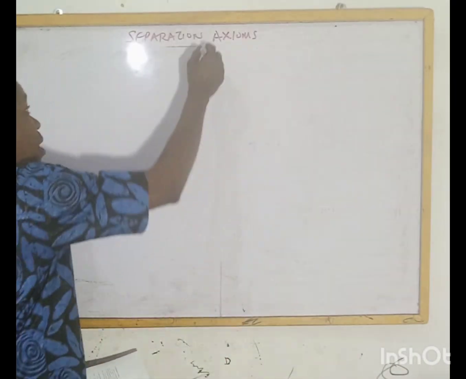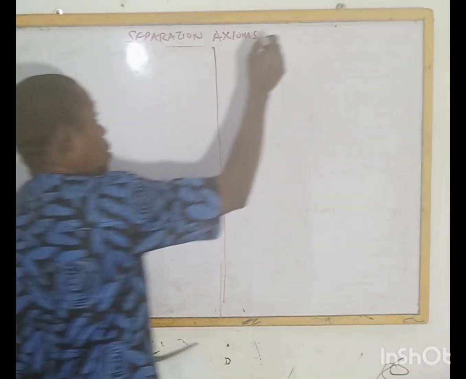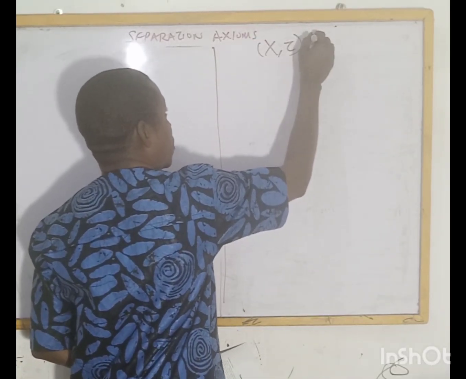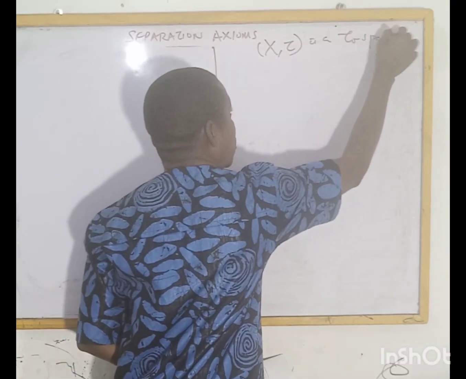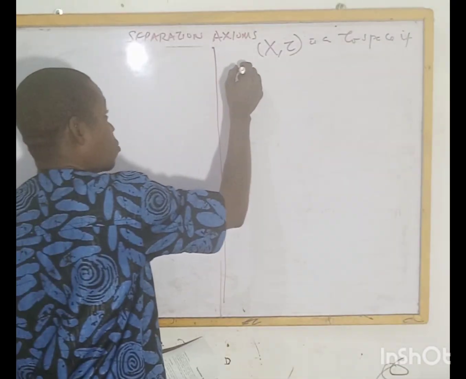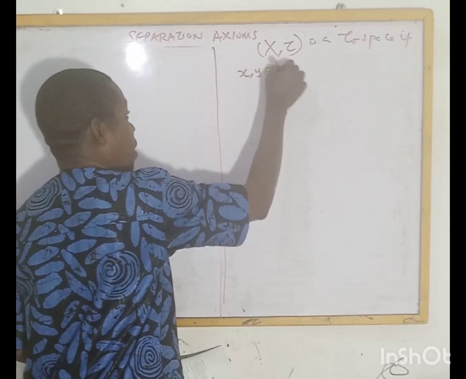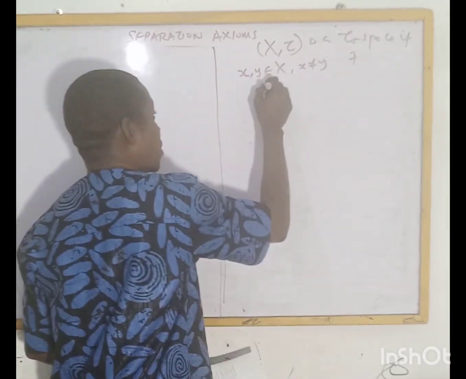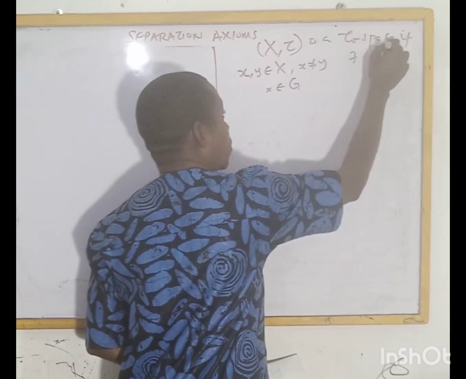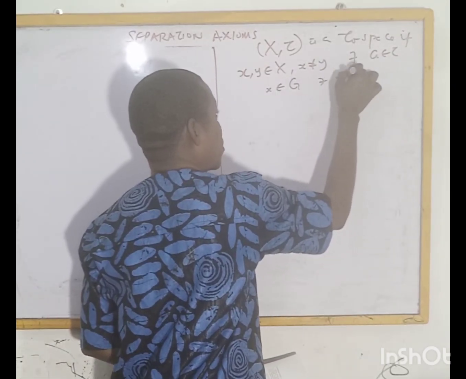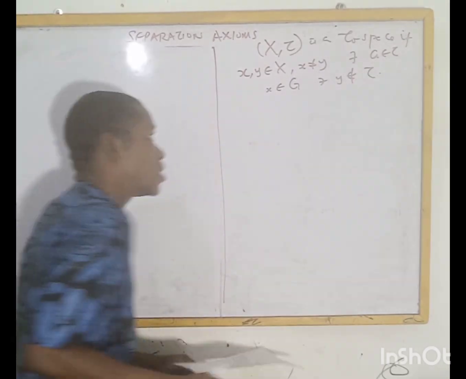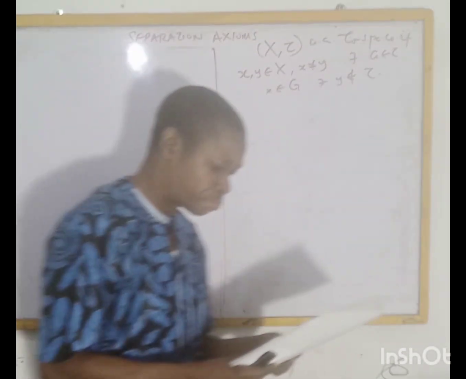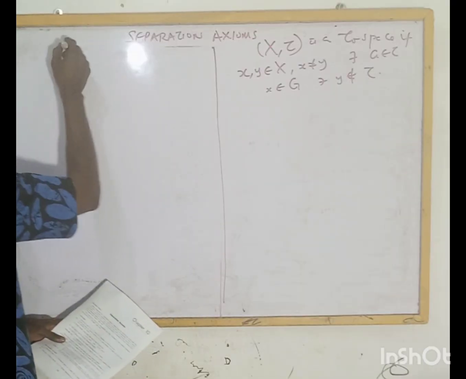In the last class we talked about tau 0 space. A topological space X is said to be a tau 0 space if, for any two distinct points x and y in X, where x is not equal to y, there exists an open set that contains x such that y is not in it. That gives us a tau 0 space.